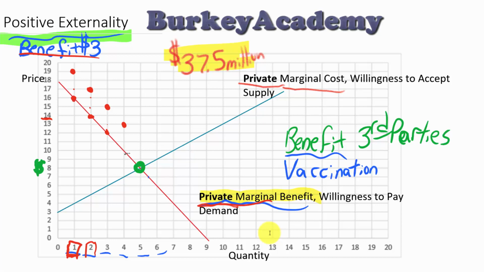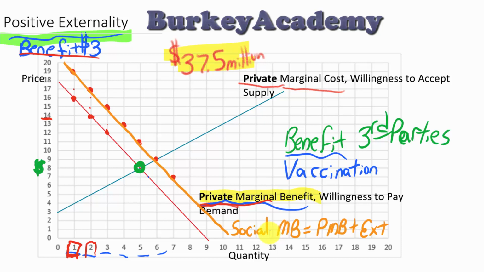So let me finish adding in 1, 2, 3, and then connect these points. And let me use a different color here so that it doesn't look exactly the same as the private marginal benefit curve. All right, so this will be the social marginal benefit. And again, all that is the private marginal benefit plus the externality, plus that $3. So what can we do once we have done this? Well, a couple of things.